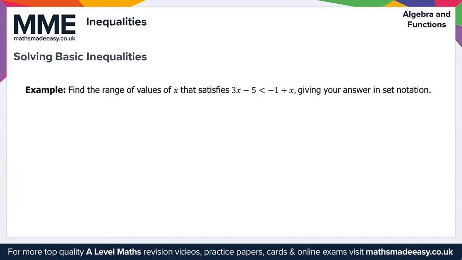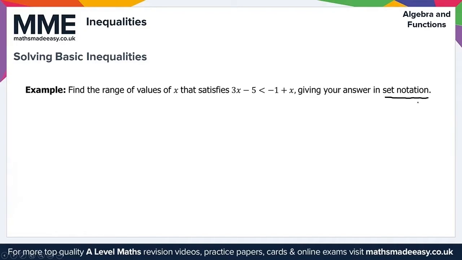Moving on now to take a look at solving basic inequalities. Now, we solve inequalities in a similar way to how we would solve normal equations. We just need to be careful with the direction of the inequality sign. Now, if we take a look at this example here, we just want to find the range of values of x that satisfies 3x minus 5 being less than minus 1 plus x. It's important to note here that we also want to give the answer in set notation.